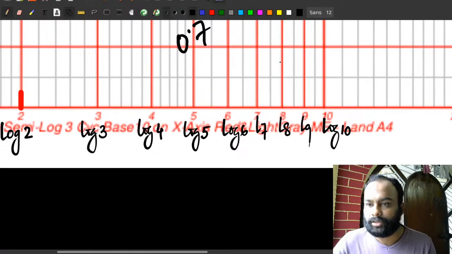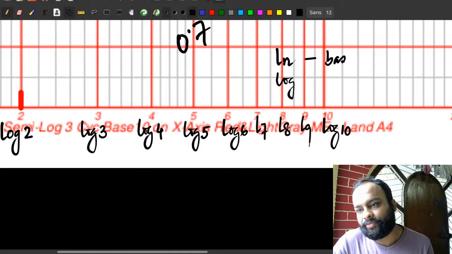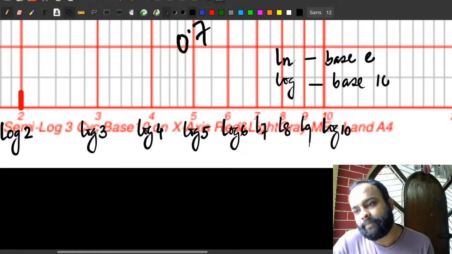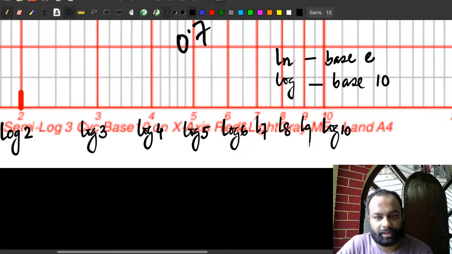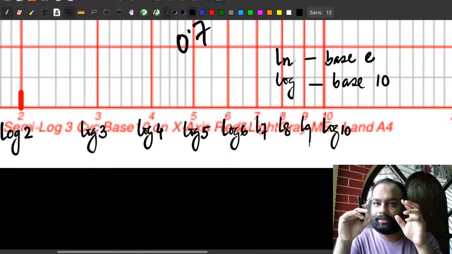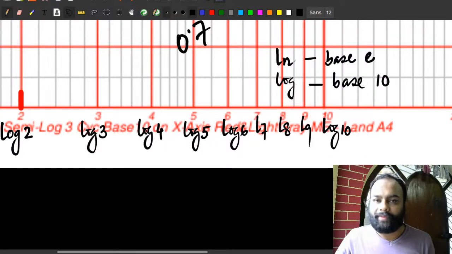Of course. Otherwise, if the base was e, I would write ln. ln is natural logarithm where the base is e. And if I say log, it has a base of 10, right? All right, understandable? So now here we have the common logarithm. This is known as natural logarithm. This is common logarithm. Base 10 means common logarithm.